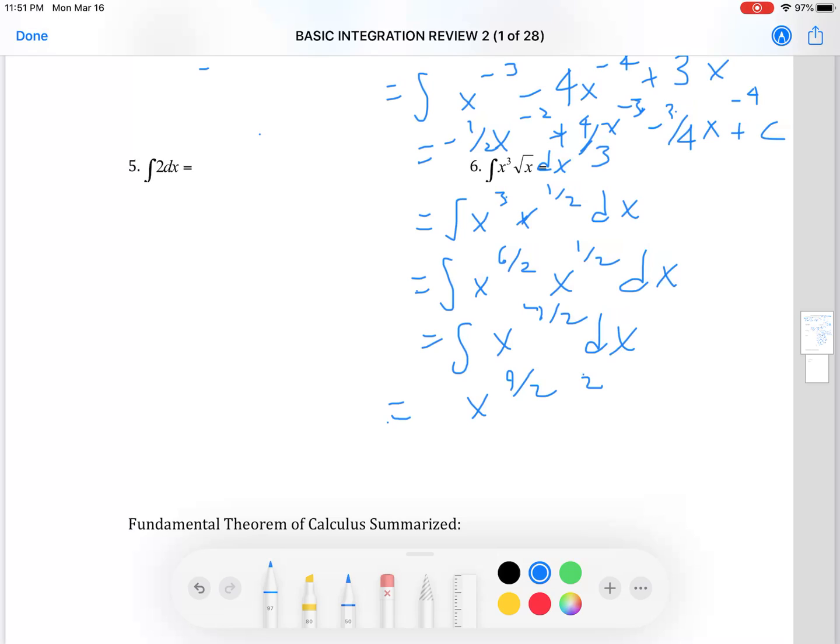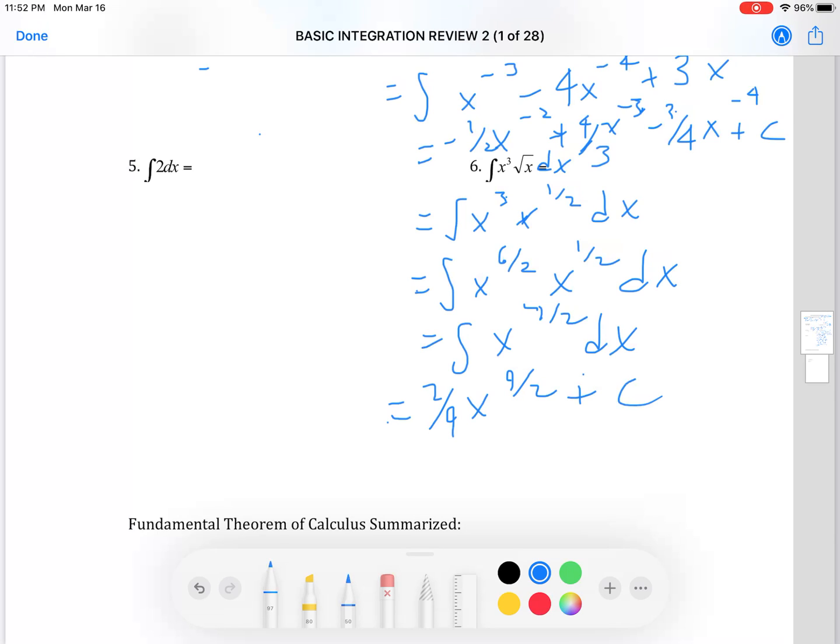And if you want that coefficient to be 1, a real simple trick that I like is just multiplying by the reciprocal. So the reciprocal of 9/2 is 2/9. And we are almost done. Save for a plus c.